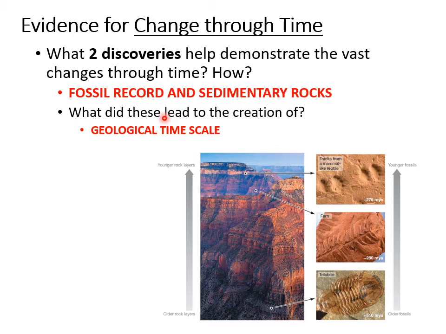So let's say you find a fossil over here. Well, you know that that organism was around way, way back, further in time than a fossil you might find up here, closer to the surface. And you're able to estimate exactly what point in the Earth's history that organism was from. So by combining the fossil record and sedimentary rocks, they've been able to make this very valuable geological time scale to really see what organisms existed when, where they were, and how they might have changed throughout time. Okay?